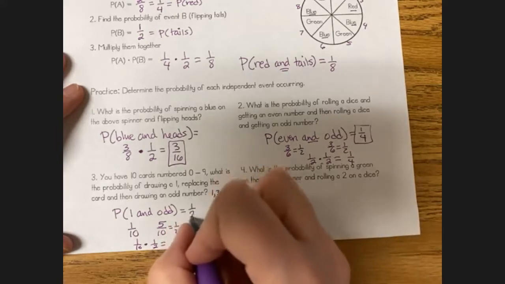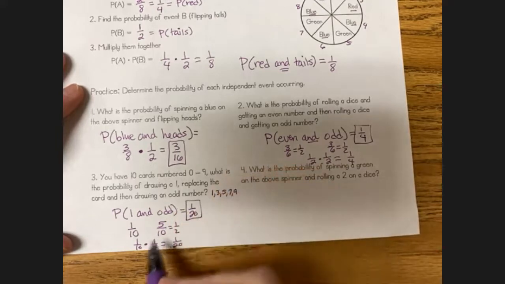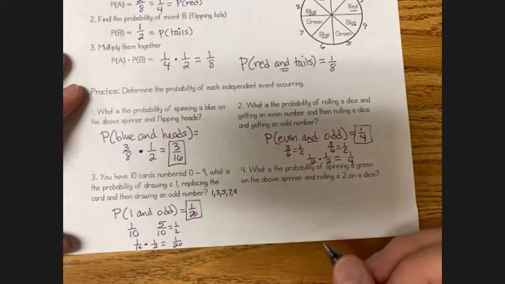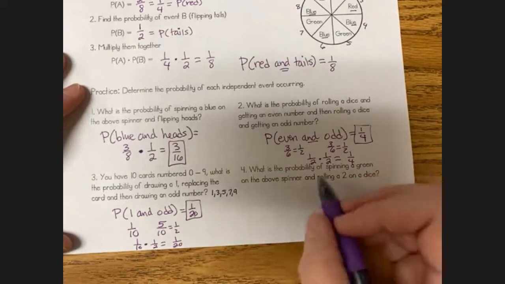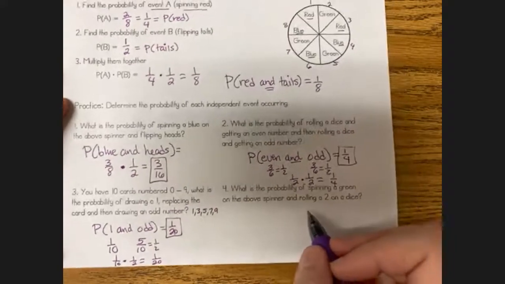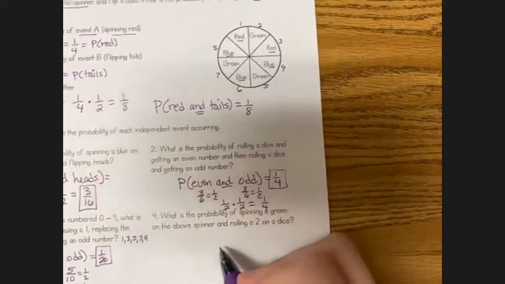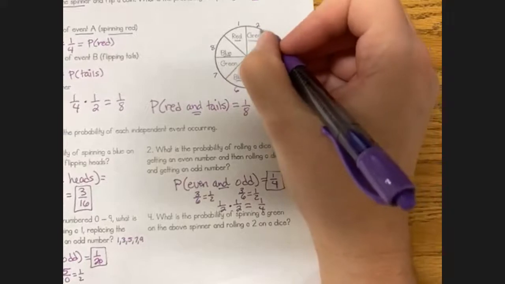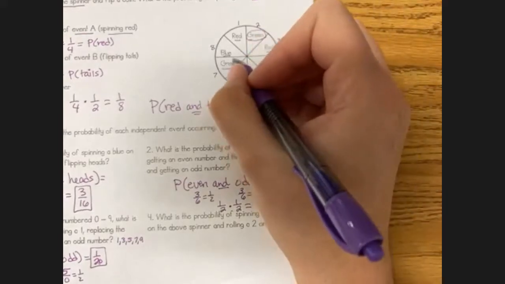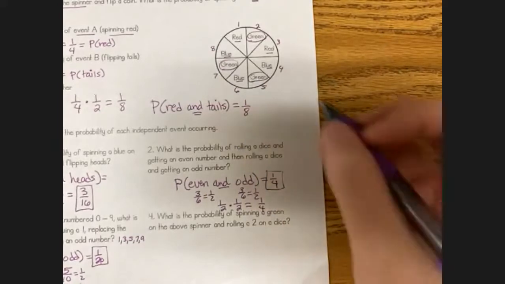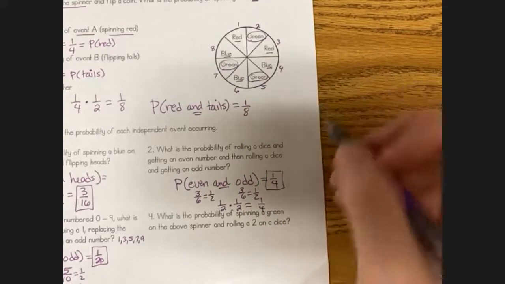So this is a 1 out of 20 odds. That's not very good odds that I'm going to draw a 1 and then do a separate event and then draw an odd number. It's 1 out of 20. Not very good. Next is the probability of spinning a green on the above spinner and then rolling a 2 on a die. Okay, so I take a look up at my spinner and I say, where are my greens? I've been using underlines, so I'm going to go ahead and circle. So my greens are here, here, and here. I've got 1, 2, 3 greens.